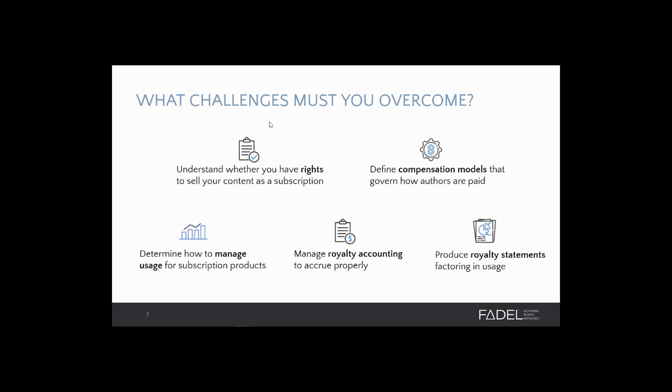The next item is you have to define compensation models to govern how authors are paid. Not every author is paid based on net receipts, and even determining what your net receipts are in a subscription model can be complex. You need to determine how to manage that usage for the subscription projects. What are you going to give the people a right to do? And can you give them the right to do that? Back to the first point. Ultimately, this has to fold into your royalty accounting and your royalty statements so that you can factor this in for proper transparency back to the authors.